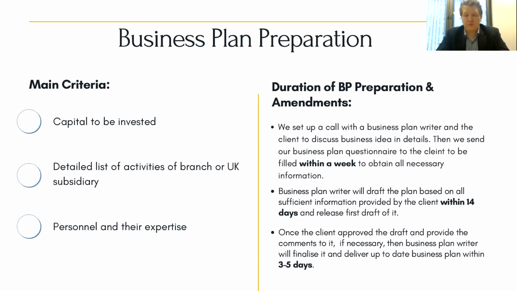We need to bear in mind that the activities of the branch and subsidiary must be identical with the overseas company. So if the overseas company sells goods, for instance specifically equipment, then the UK company must sell equipment. They cannot provide other services unless these other services are stated in the business plan, and unless they are under the SIC code of the overseas company.